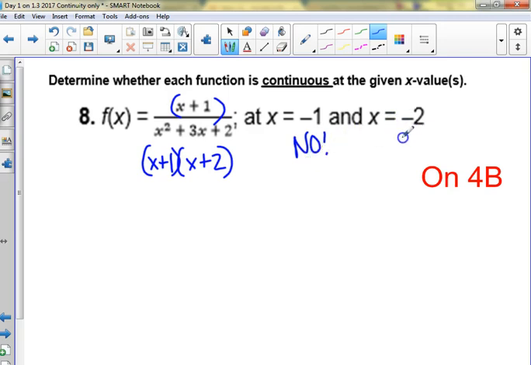What about -2? No, because it makes the denominator 0, right? What if I said +1? That would be fine. They make it all complicated in the book. I just want to know, does it work? Is it part of the domain or not? For today, when we do piecewise, it's a little more complicated than that.